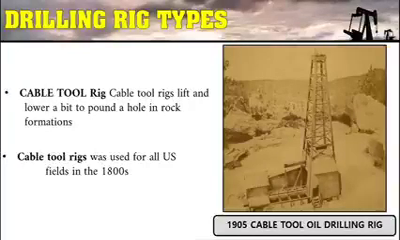Cable tool drilling, which is also known as percussion drilling, was used for all U.S. fields in the 1800s. But this method is slow. It does not prevent unstable rock from collapsing into the wellbore and it does not effectively control subsurface pressure. Consequently, the uncontrolled production of fluids, known as blowout, was common.